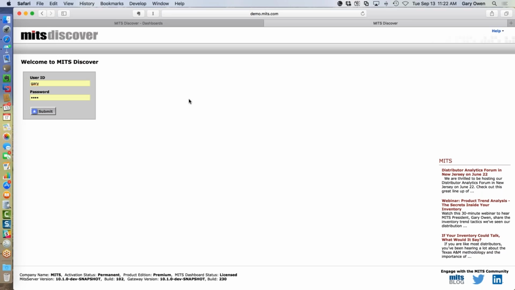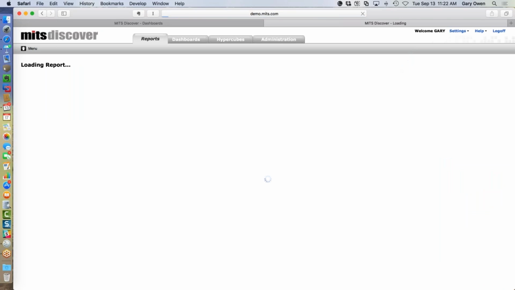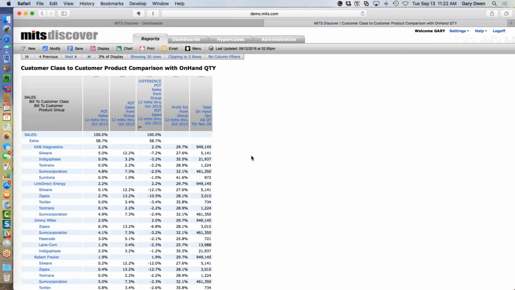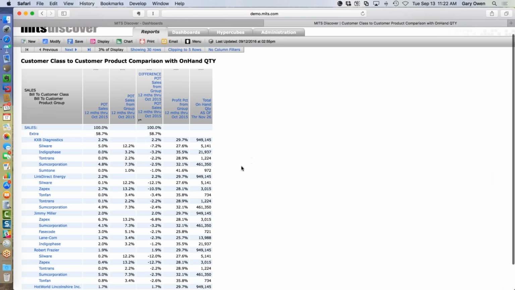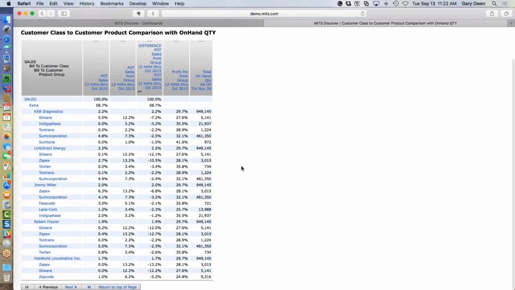But if we do all of this work as we're designing it, then it should be a very effective way to increase your ability to cross-sell into your customer base. All right, so I'm going to log into my MITS demo system here, and I'm going directly to that report that we constructed a step at a time.